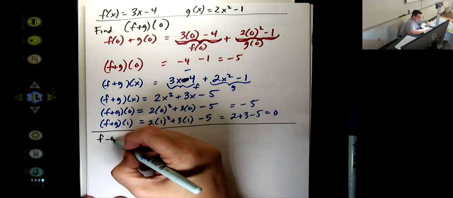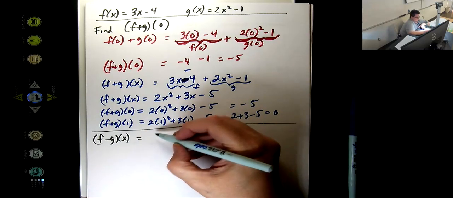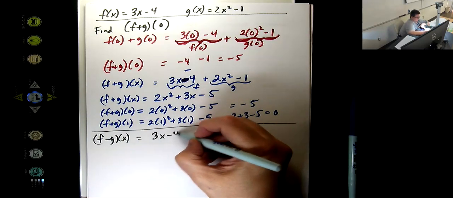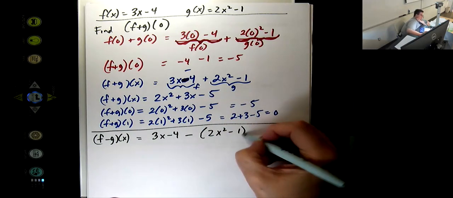f minus g can be tricky if you do it ahead of time. You should do it in parentheses.